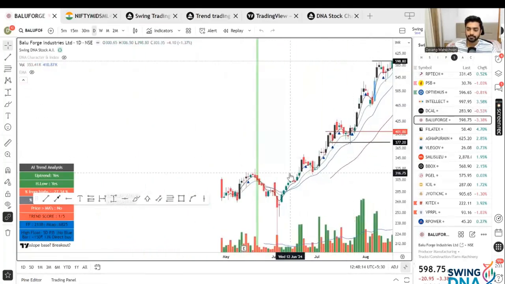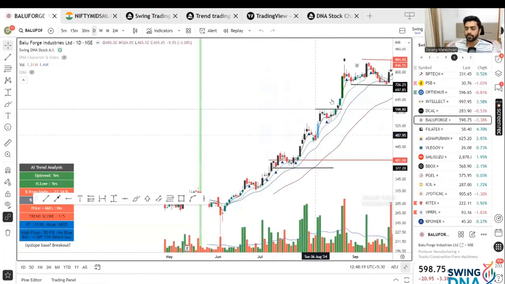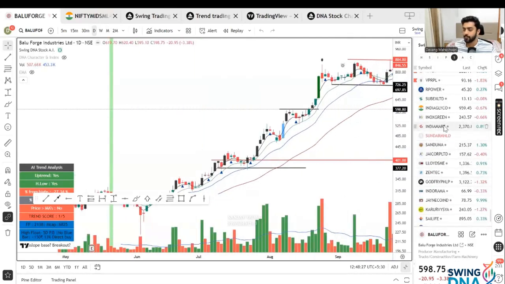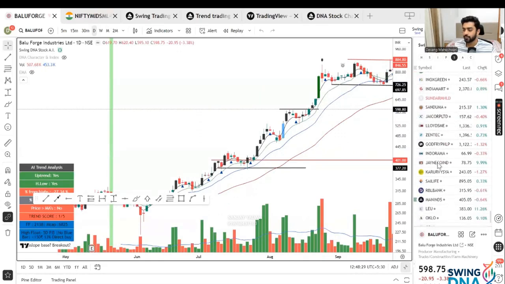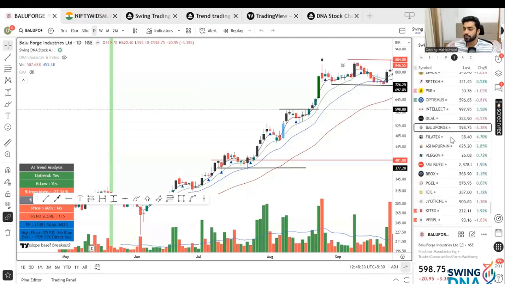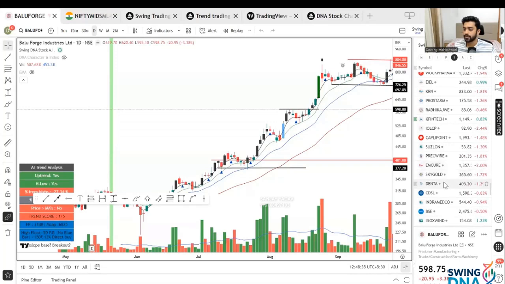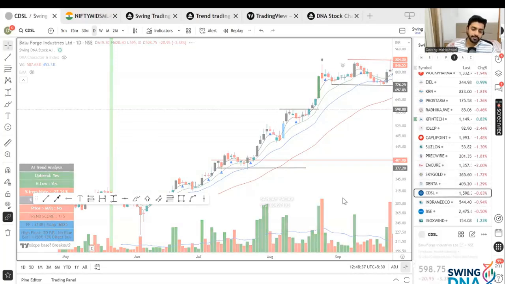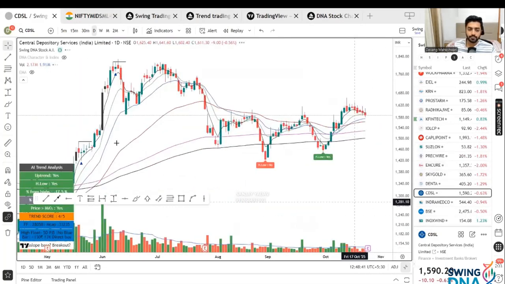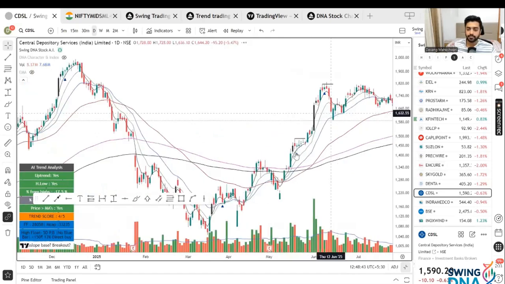Here, good breakout, good momentum, momentum after momentum. Very good move. Let's see some more. CDSL, I have this momentum up here.